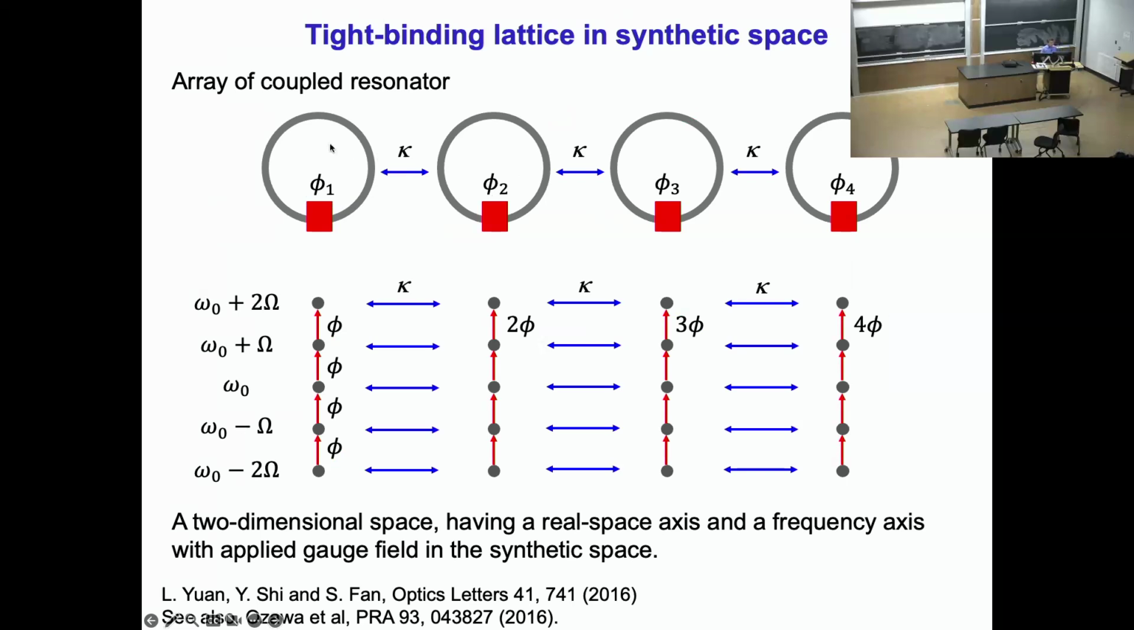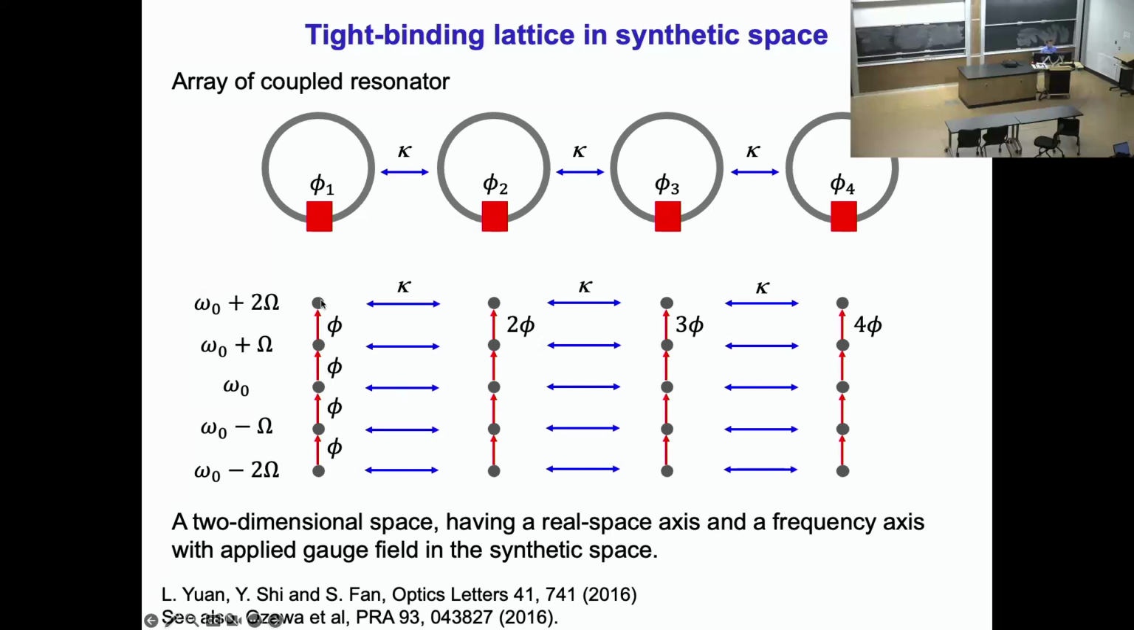Now you take an array of rings, and in each ring you put a modulator, and you change the modulation phase on each of the rings. This implements a Landau gauge in a two-dimensional lattice. The two dimensions: one of them is the frequency dimension, as I mentioned. In each ring, different modes at different frequencies are coupled due to the modulator. The other one is that at the same frequency, the photon can tunnel from one ring to the other. And so that gives you a two-dimensional lattice.